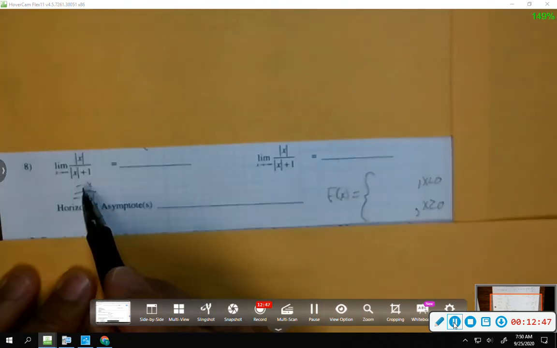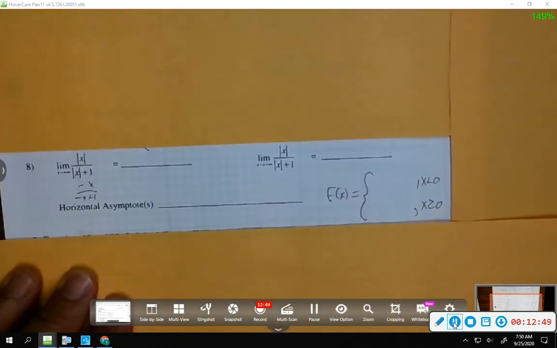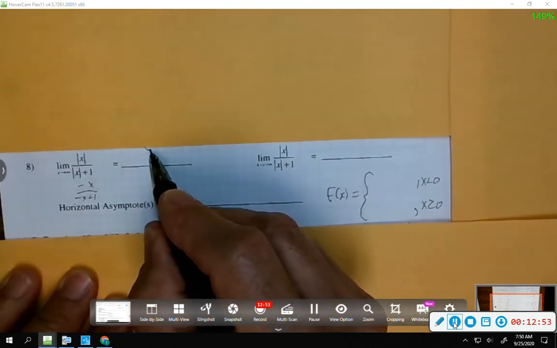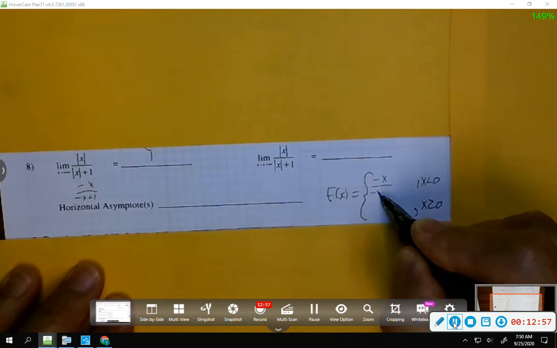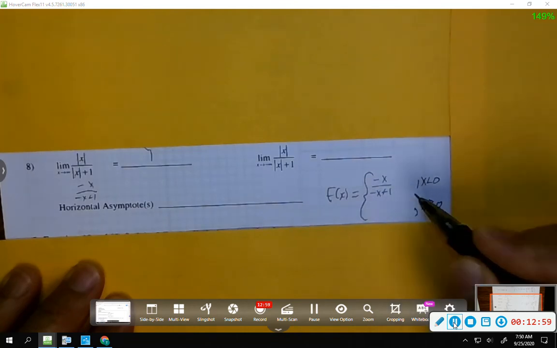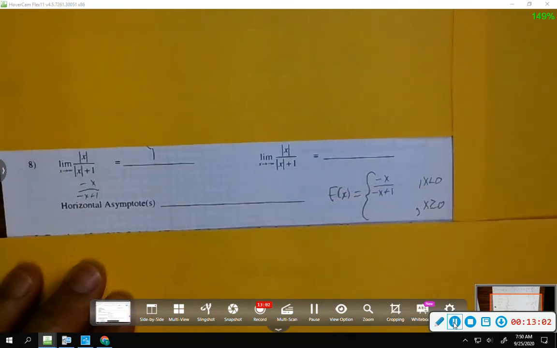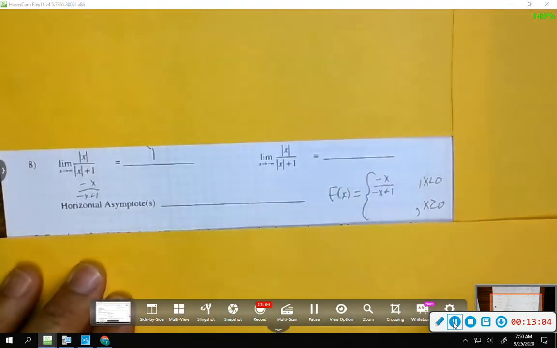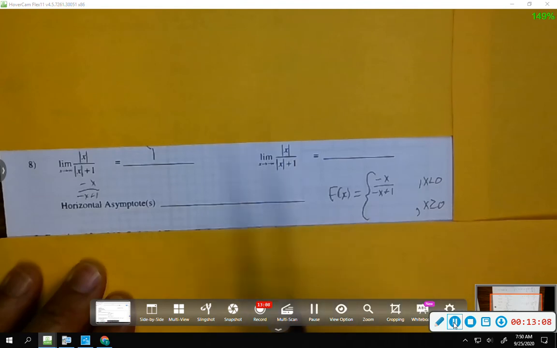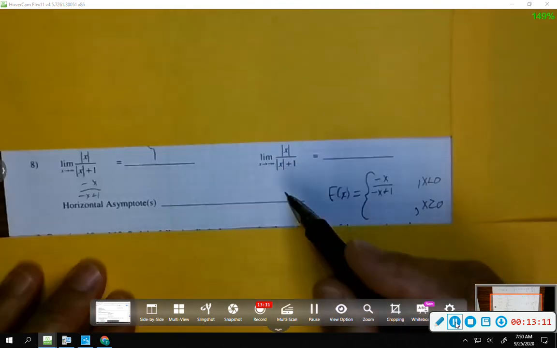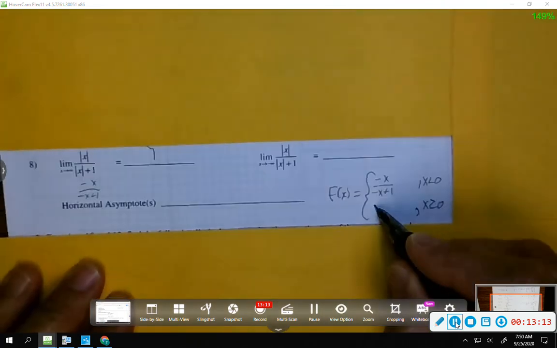Look at the coefficients of the highest degree terms. Negative over negative is a +1. So I'll write it here. Here's my function. I had to negate what was inside the absolute value bars to make that negative become positive. However, when I look at this one, the absolute value bars are meaningless. I can just get rid of them. And so if I eliminate the absolute value bars, I just get x over x plus 1.